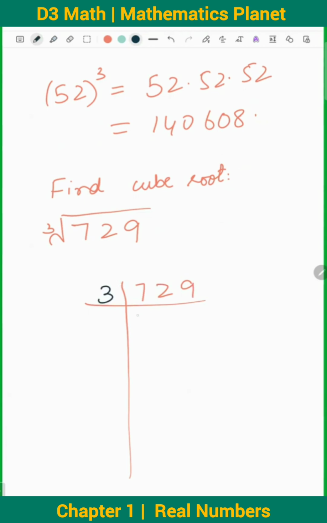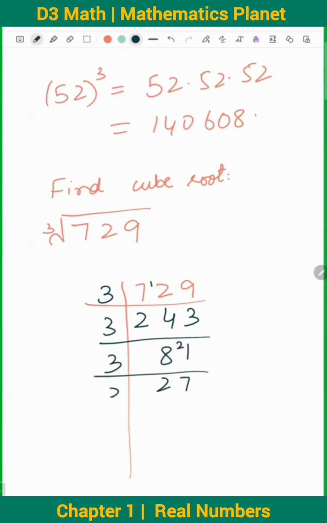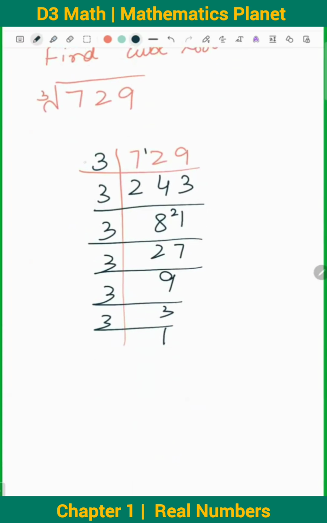3 times 2 is 6. 3 times 4 is 12. 3 times 3 is 9. 3 times 8 is 24. 3 times 1 is 3. 3 times 7 is 21. 3 times 9 is 27, 3 times 3 is 9, 3 times 1 is 3. So in cube roots, we are not going to take pairs, we are going to take three numbers together, like this.